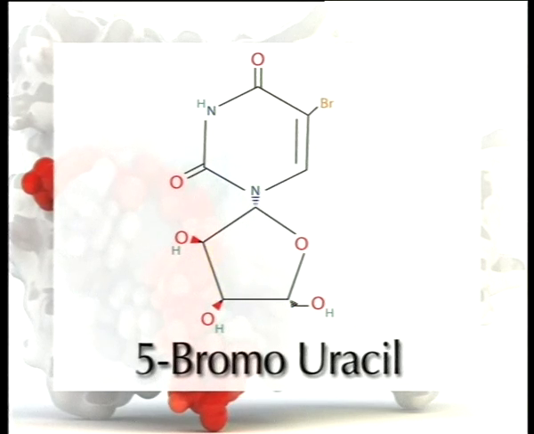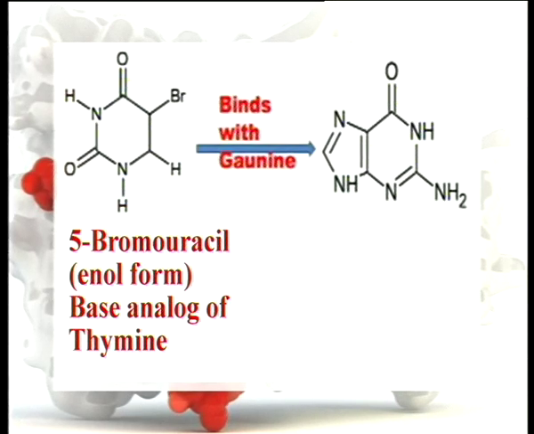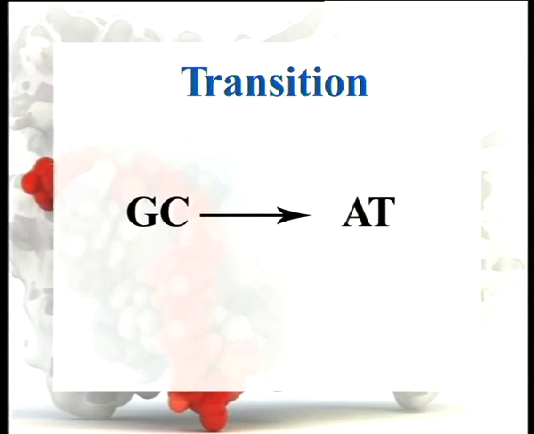Its more stable keto form pairs with adenine. After a tautomeric shift to its enol form, 5-bromouracil pairs with guanine, and at the time of its incorporation into a nascent strand of DNA, it will be incorporated opposite to guanine in the template strand, and cause a guanine-cytosine to adenine-thymine transition.